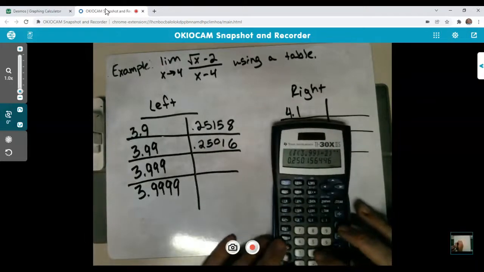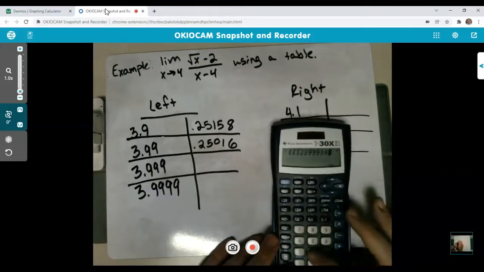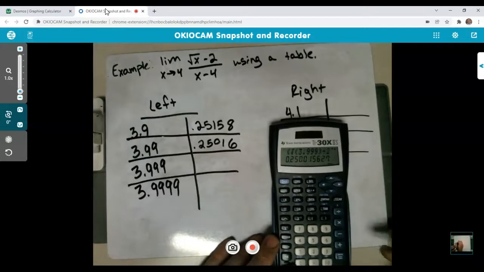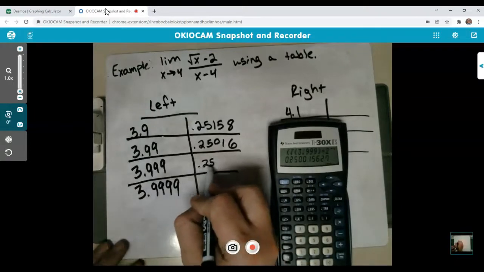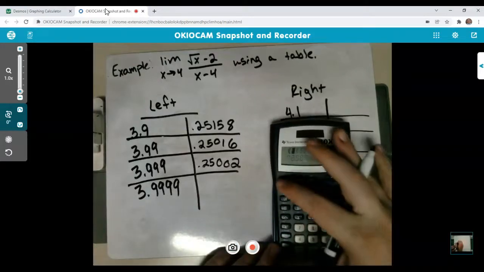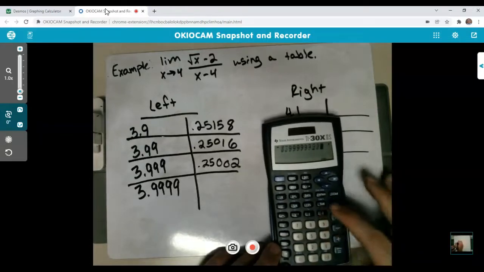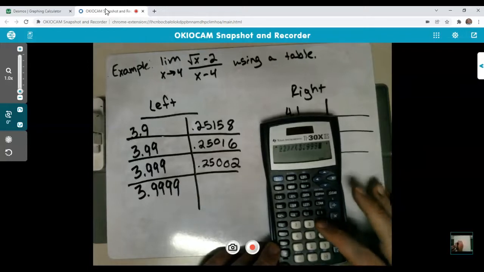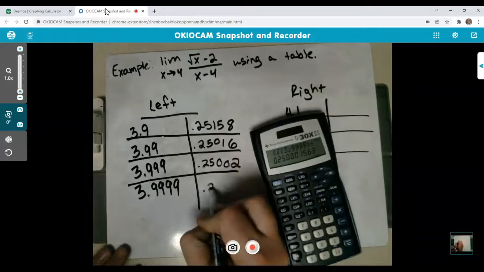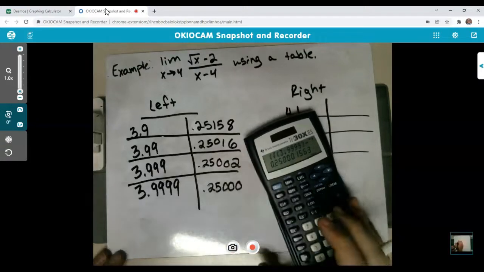Plug in 3.999. Square root of 3.999 minus 2 divided by 3.999 minus 4. That would be 0.2500. That would round up to 2. Now let's do 3.9999. Again, we're just plugging in values really close to 4. That would be 0.25000. There's more stuff there, but pretty much that.